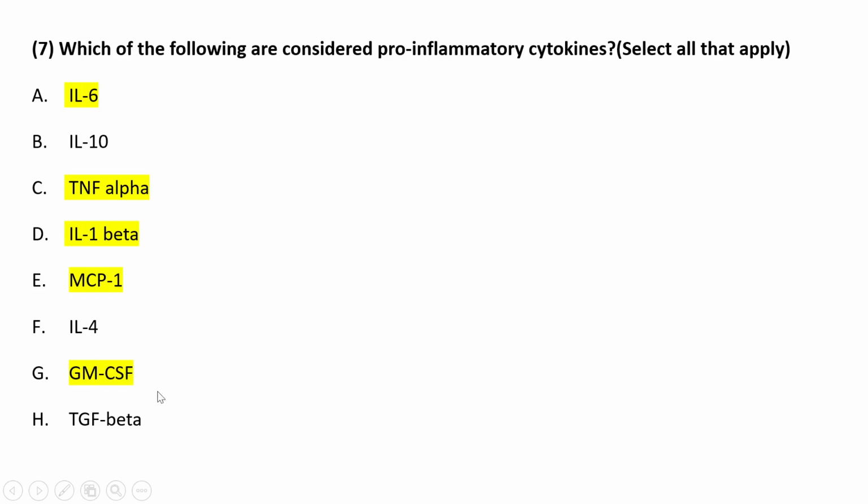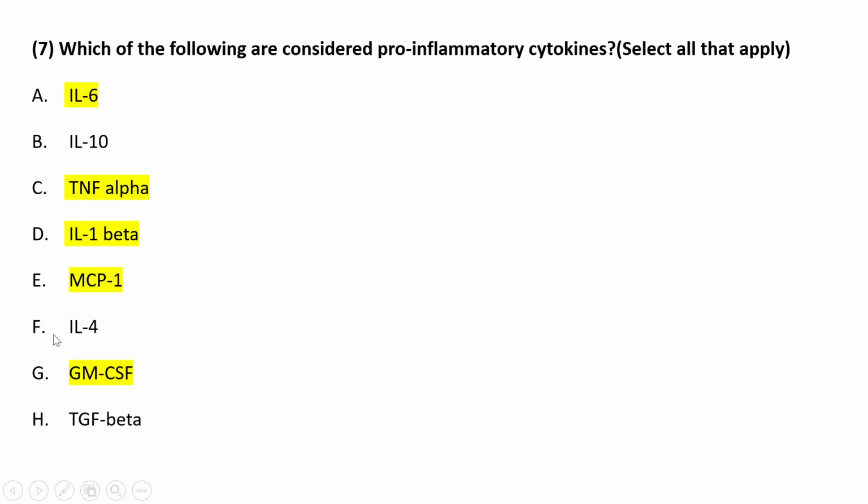So these highlighted ones are the examples of pro-inflammatory cytokines, and the remaining one, TGF beta, that is transforming growth factor beta, is an anti-inflammatory cytokine. It helps suppress inflammation and promotes tissue repair. So it helps in controlling the immune response and preventing excessive damage to the tissues. So it is an anti-inflammatory cytokine.